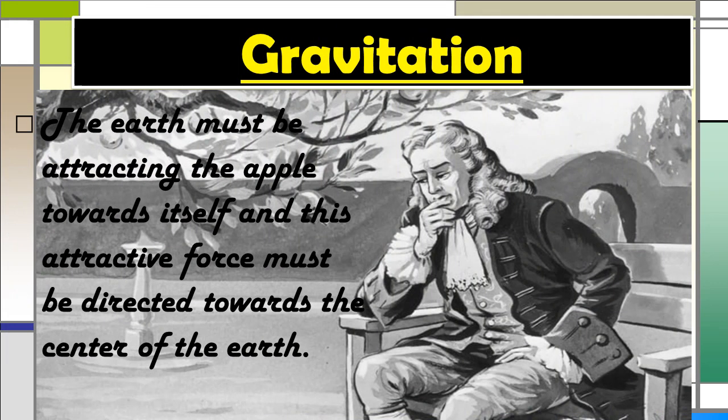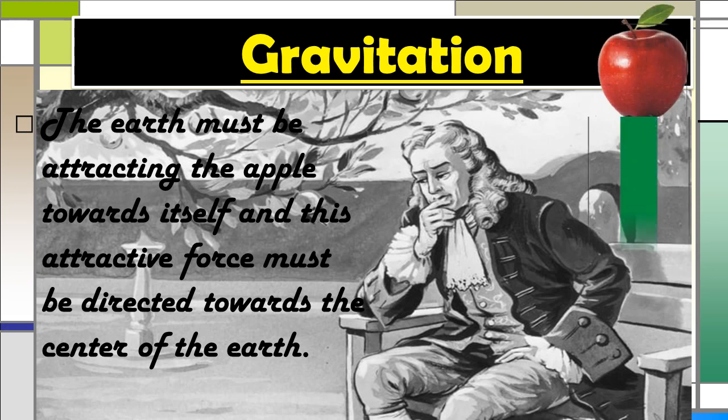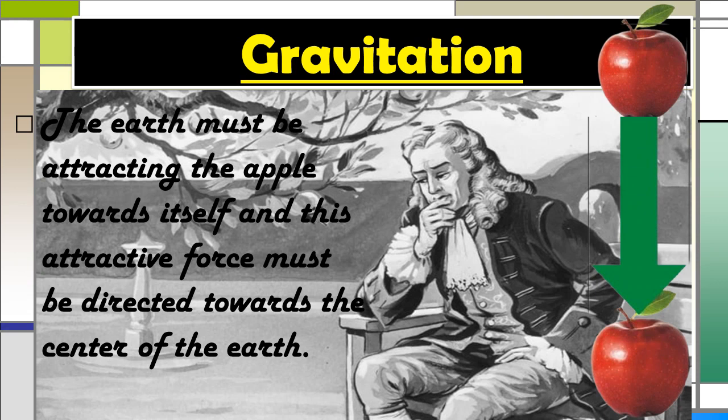After much thought, he came to the conclusion that the earth must be attracting the apple towards itself, and this attractive force must be directed towards the center of the earth. The direction from the apple on a tree to the center of the earth is the vertical direction at the position of the apple, and thus the apple falls vertically downwards. It does not go in a horizontal direction. This is how gravitation was discovered by Sir Isaac Newton.